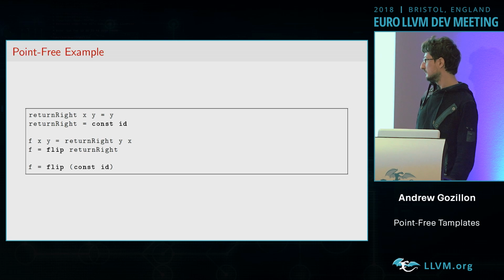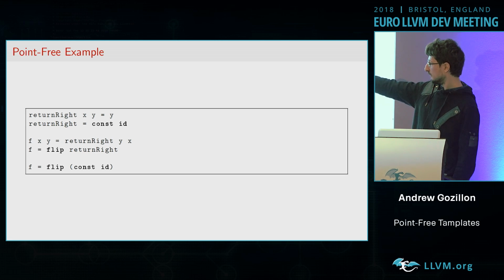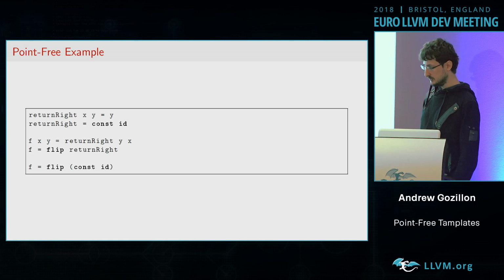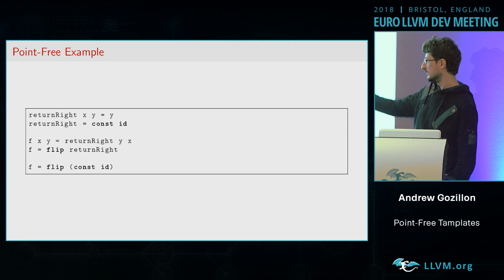Return right just takes two parameters and returns the right-hand one. Below it is the point-free version, which is return right equals const id. Const is a function that takes two parameters, returns the first parameter and tosses away the second. Id just returns its argument. So in this case we're tossing away the first parameter and returning the right-hand parameter, the y.